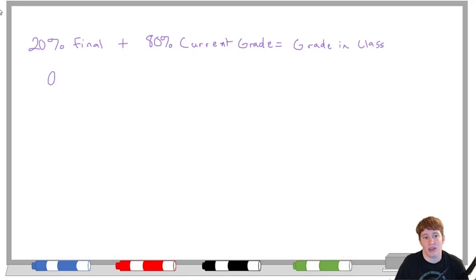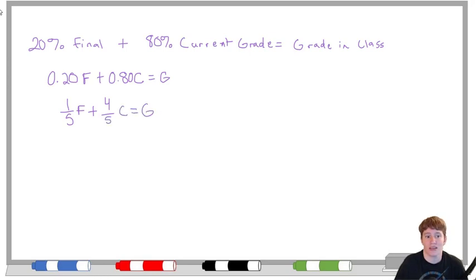So we start by making these decimals. So 20% is 0.20. I'm going to label this as F for final exam. We're going to change the 80% to 0.8, and we'll use C for current grade, and then that's going to equal G for our grade in the class. Now, in order for us to make these nicer numbers than decimals, we could multiply everything by the same thing, and in this case it helps to think about what these are as fractions. 20% is actually a fifth of our grade, and 80% is 4/5 of our grade.